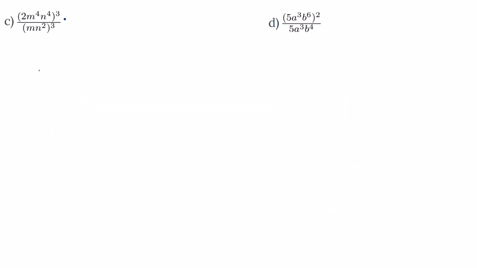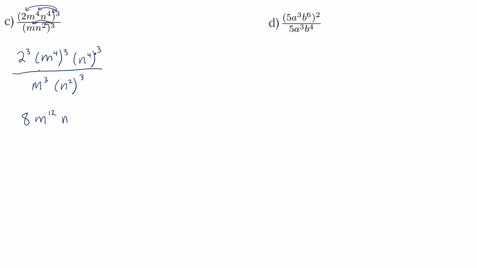Similar to the previous question, we're going to have to apply these exponents outside of the brackets into everything inside the brackets before we start putting stuff together. So 2 to the power of 3, m^4 to the power of 3, n^4 to the power of 3, over this exponent of 3 is applied to the m, so m to the power of 3, and 2 to the power of 3. 2 to the power of 3 is 8. Then we're going to multiply 4 and 3. So m^12. 4 times 3 is also 12. We have n to the 3, and 2 times 3 is 6.